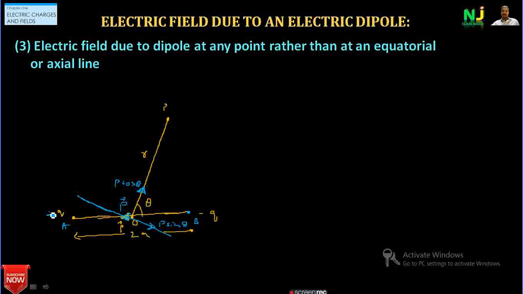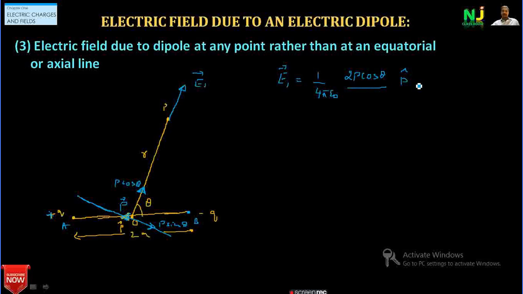Let us consider E1 vector, that is the electric field due to the P cos theta. So that is the axial. We know that E1 vector is the electric field due to the P cos theta. It is equal to 1 by 4 pi epsilon naught, 2P cos theta, P cap, where P cap is the unit vector, divided by R cube. R is the distance of the point P from the center.